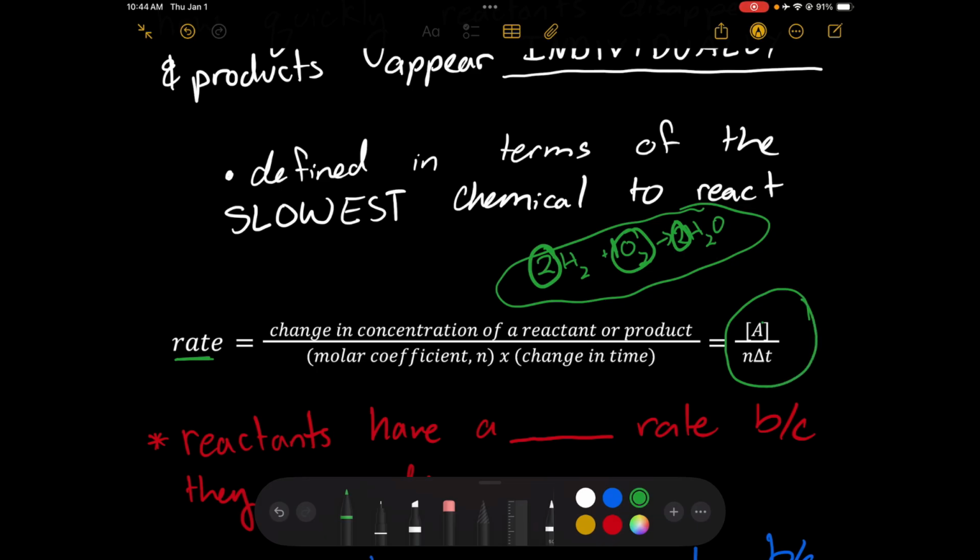Now we abbreviate it to look like this. So we have the brackets. The brackets mean concentration, right? And so we're going to have a change in concentration overall, so delta A, divided by the molar coefficient N times the change in time. So again, if you forgot, that triangle delta means change. So if you ever see that, it means change of something.